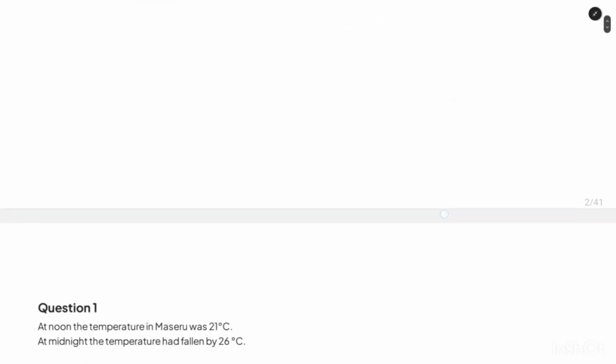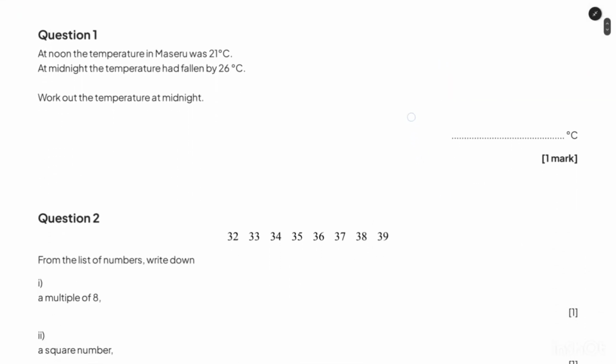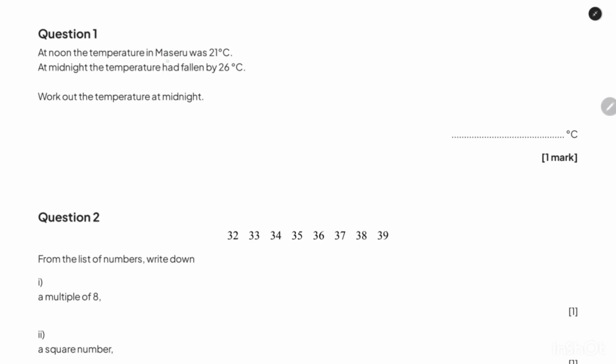This is the first worksheet, Paper 2 worksheet, so non-calculator questions only. First question is: at noon the temperature in Maseru was 21 degrees Celsius. At midnight the temperature had fallen by 26 degrees Celsius. So initially the temperature was 21, and then it has fallen by 26. So what will be the final temperature at midnight? That is nothing but 21, which was the earlier, and it fell by 26, so minus 26, and the answer is negative 5 degrees Celsius.